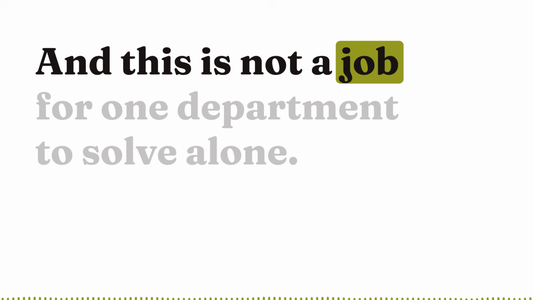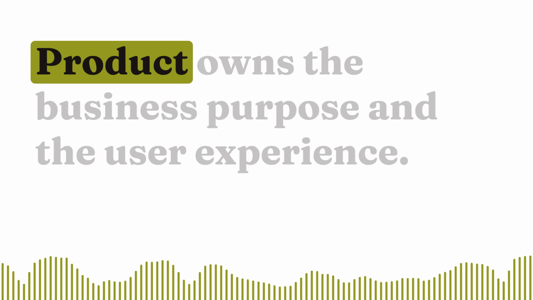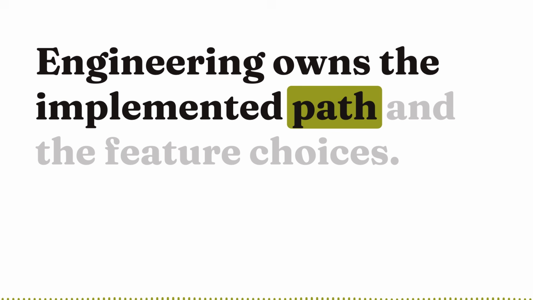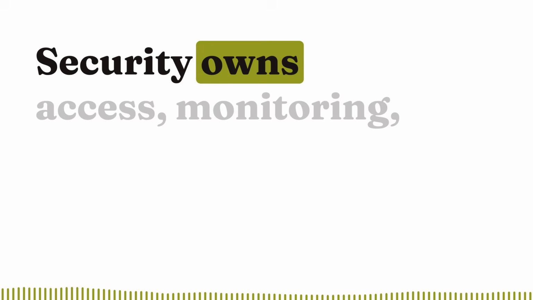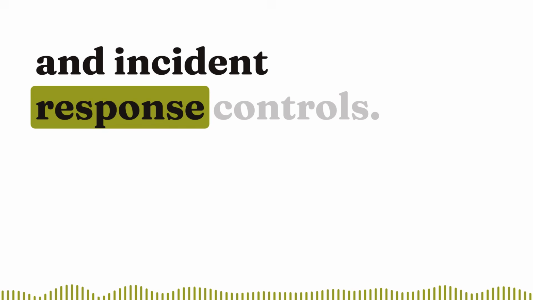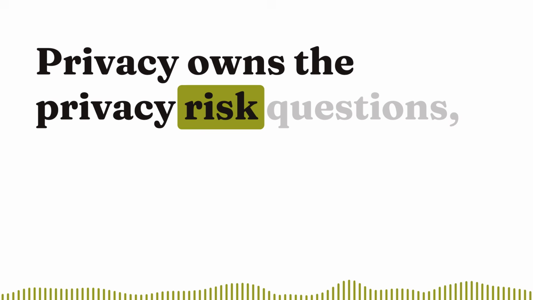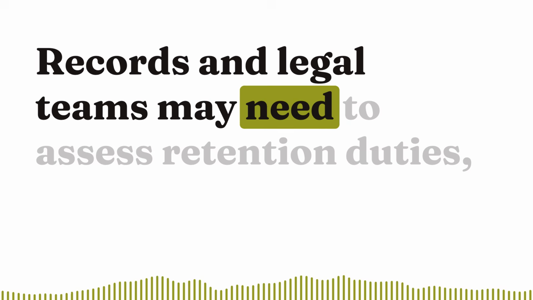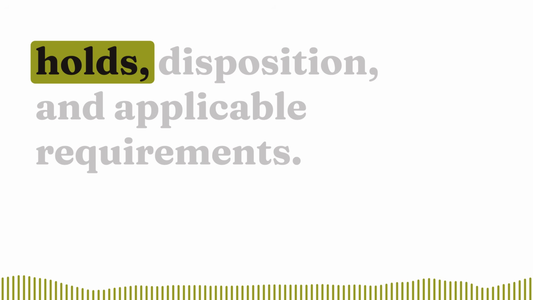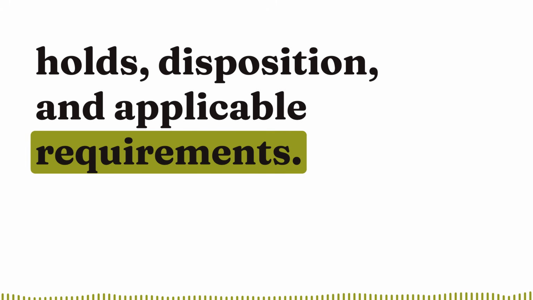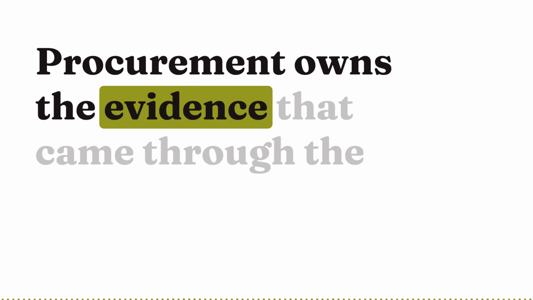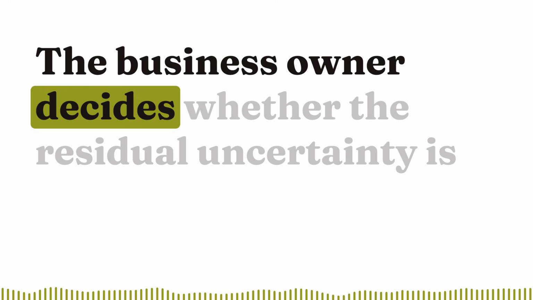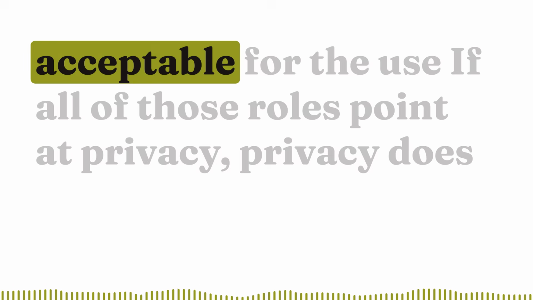And this is not a job for one department to solve alone. Product owns the business purpose and the user experience. Engineering owns the implemented path and the feature choices. Security owns access, monitoring, and incident response controls. Privacy owns the privacy risk questions, not every technical fact in the diagram. Records and legal teams may need to assess retention duties, holds, disposition, and applicable requirements. Procurement owns the evidence that came through the agreement and the vendor review process. The business owner decides whether the residual uncertainty is acceptable for the use.